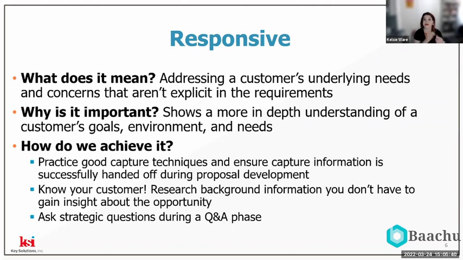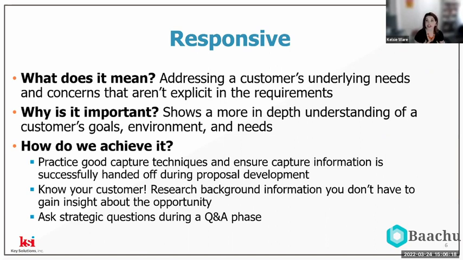So responsive is where we take it a step further. Now we have checked the box on compliance. We're meeting all of the requirements that the government has stated that they want us to meet in our solicitation. But responsiveness means that we are now also meeting those implicit requirements that might not be directly called out in the solicitation. So this is addressing the customer's underlying needs and concerns. This is important to your proposal because this is what's going to show the customer that you have a more in-depth understanding of their environment, their goals, their needs, what keeps them up at night, right?